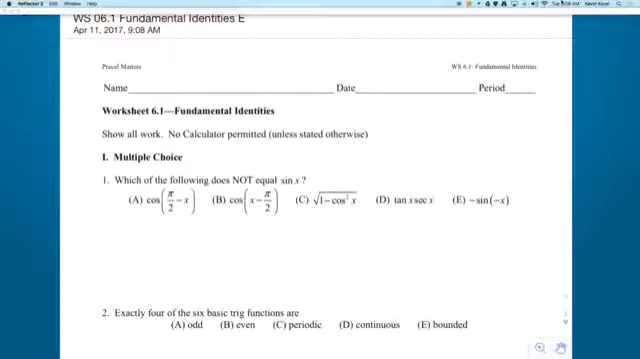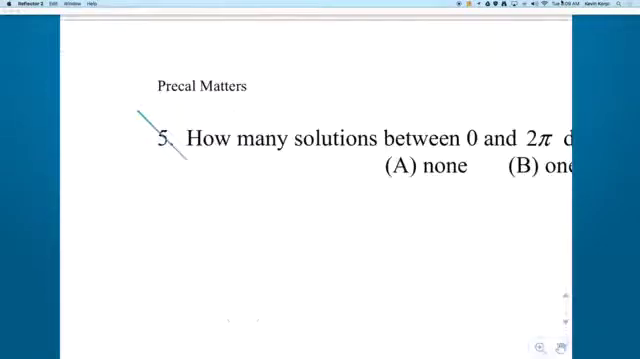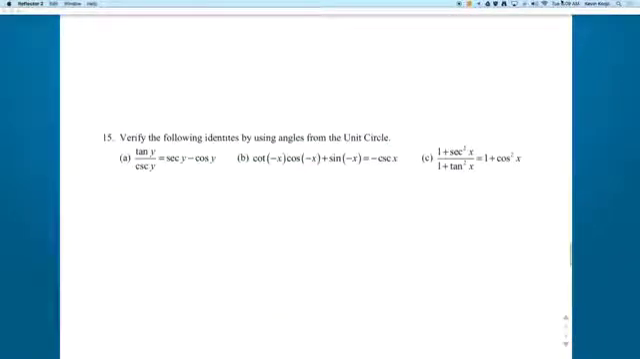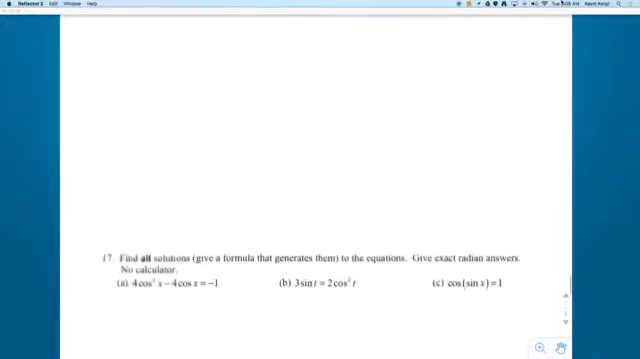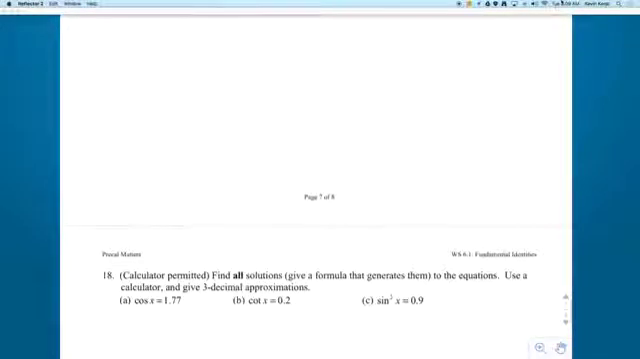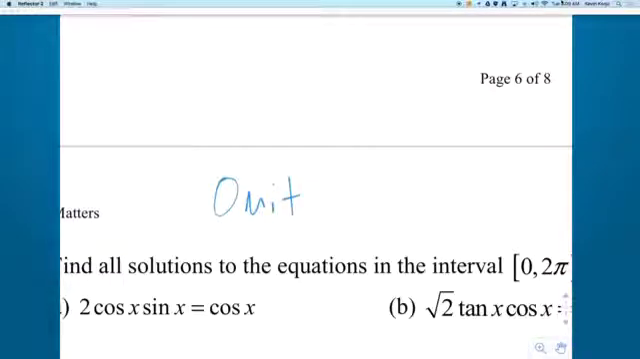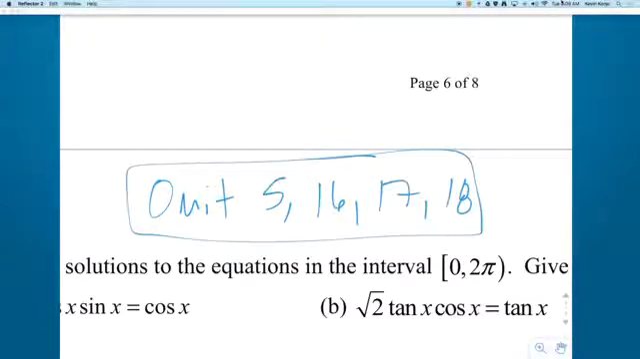So the ones that you are going to be able to omit from worksheet 6.1 is question number 5, because it's solving an equation. And then it takes a while to get to the next ones. I think it's the last 3. Yeah. So question number 16, then question number 17, and question number 18. So basically omit questions 5, 16, 17, and 18. But every other question on the worksheet you should be able to do.